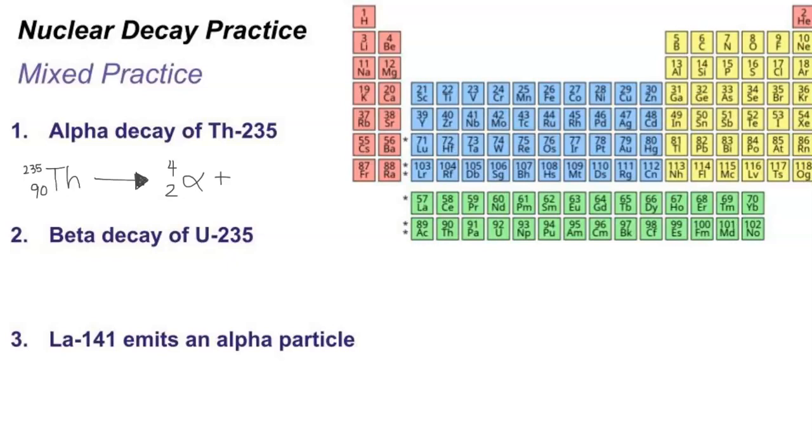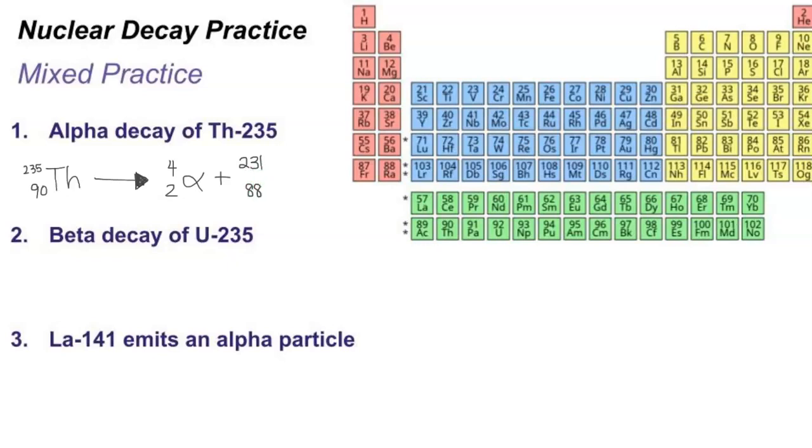To figure this out, we'll just see what numbers we need to add to 2 and 4 to get back to our original value. Or the other way to think about it is 235 minus 4 gives us what number. So we'll start with the mass number. 235 minus 4 gives us 231 as our mass number. But our mass number doesn't tell us what element we have, and so we need to look at the atomic number. 90 minus 2 gives us a new atomic number of 88.